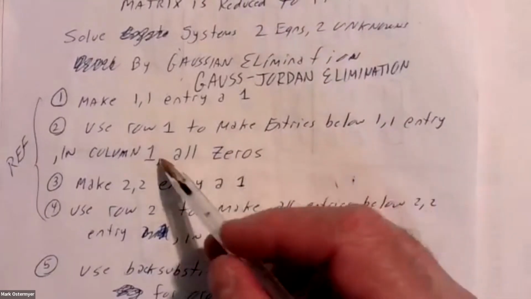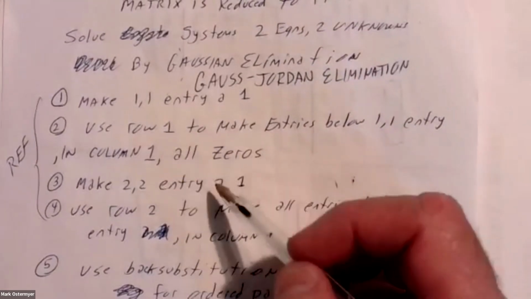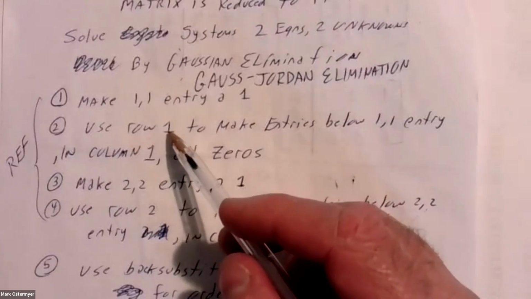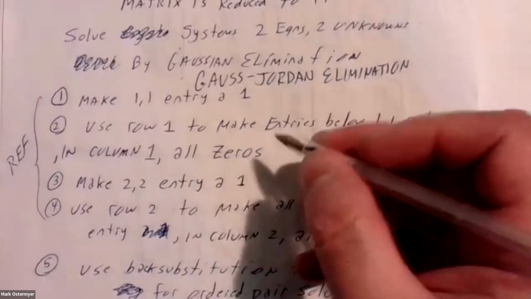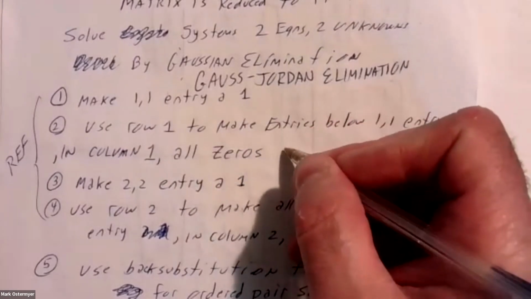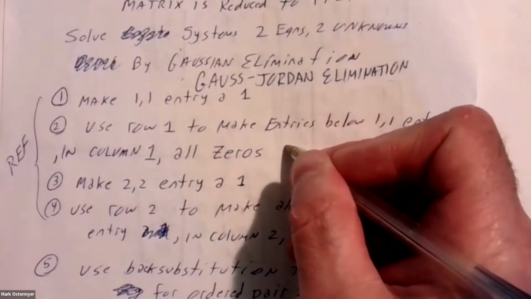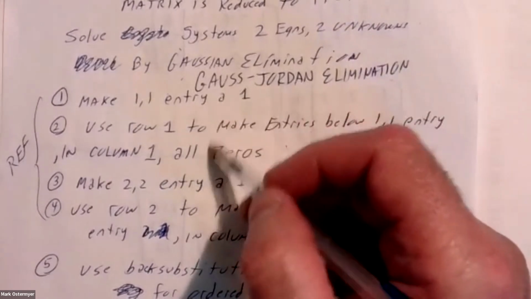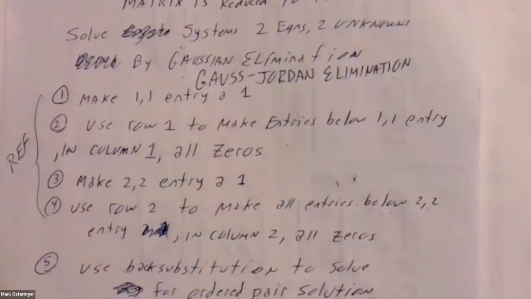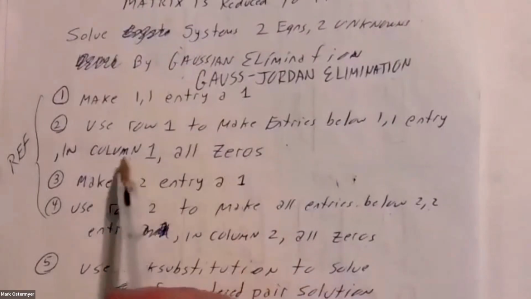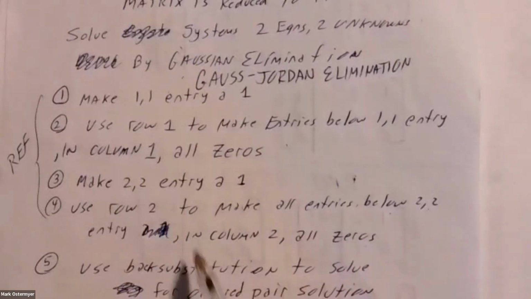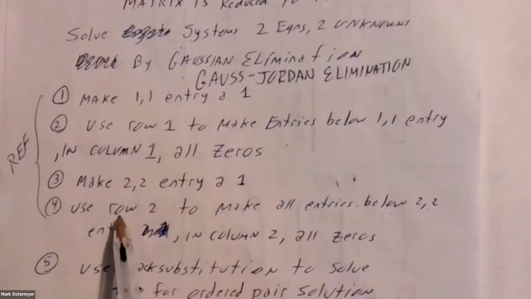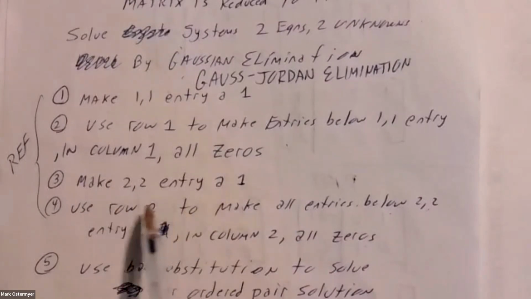How do we normally clear out the rest of column 1 below the main diagonal when the 1-1 entry is 1 and by using row 1? Well, we normally add a multiple of row 1 to rows 2 and 3 and 4, and however big our system is, to basically clear out the rest of column 1. Once we clear out the rest of column 1, we're done using row 1.